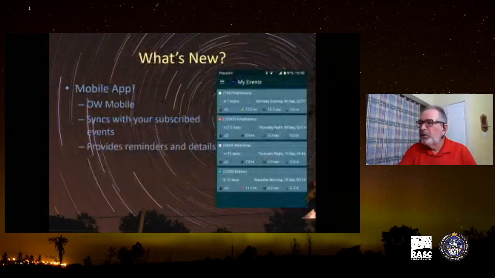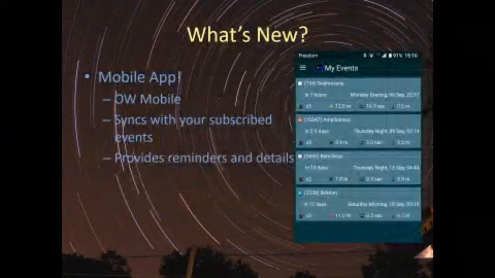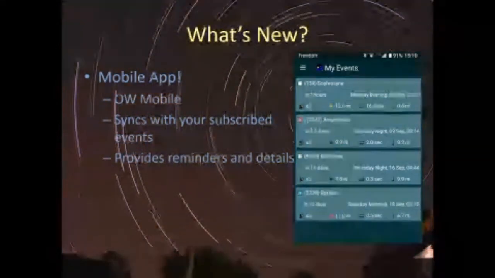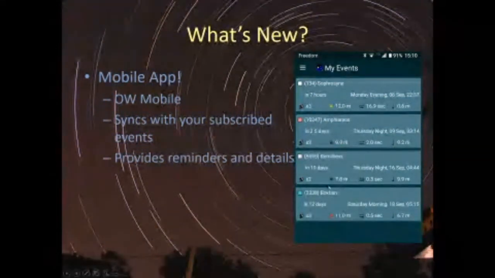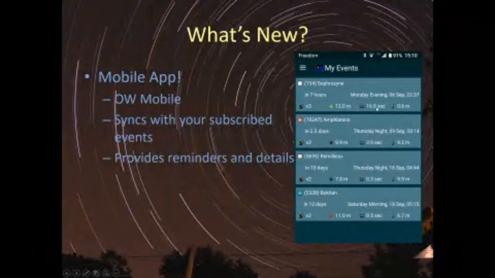The other thing that's really kind of cool is there's a mobile app now. OW Mobile is the name of the app. What it does is it works with that account that I mentioned earlier and syncs with your subscribed events. Essentially, this one here is a snapshot of my upcoming events. It shows me a lot of information about the upcoming event: when it is, the star's magnitude, the expected duration, the magnitude drop, and it gives me all of the events in local time, which is really, really nice.